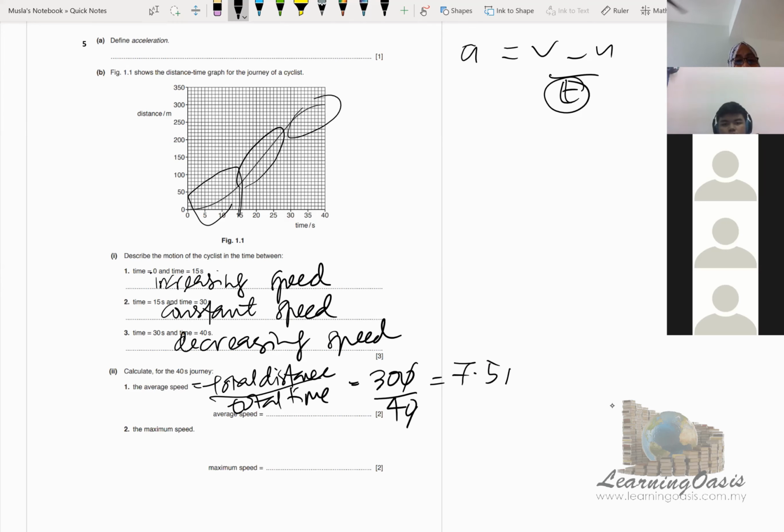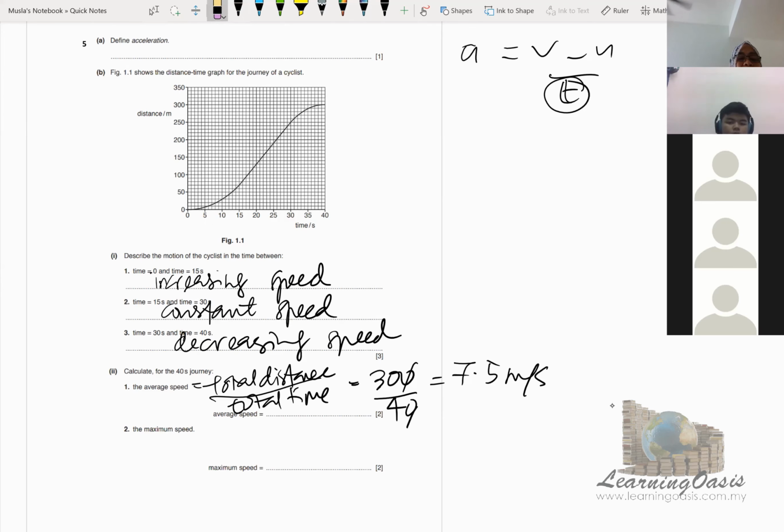Right. What is the maximum speed? Remember, this is a distance time graph. Gradient equals speed. So which part of the graph are you looking for? The steepest or the least steep? The steepest graph, from 0 to 15. Okay, now you know that 0 to 15 is the steepest part of the graph.